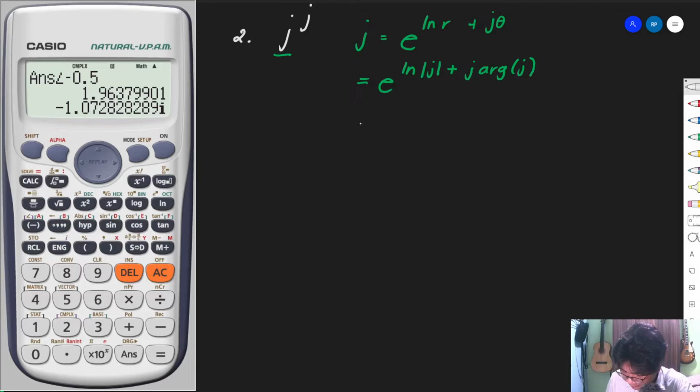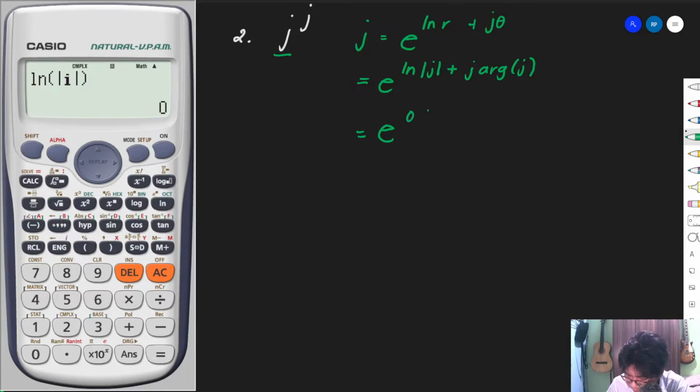When we use this kind of method, guys, it is best not to break the exponent, because it is easier for us to evaluate it this way. So game, we have here e, what is the natural logarithm of j? So let us get the natural logarithm of j, which is 0 plus j times the argument. What is the argument of j? That is simply pi over 2. So therefore, j is equivalent to e raised to j pi over 2.